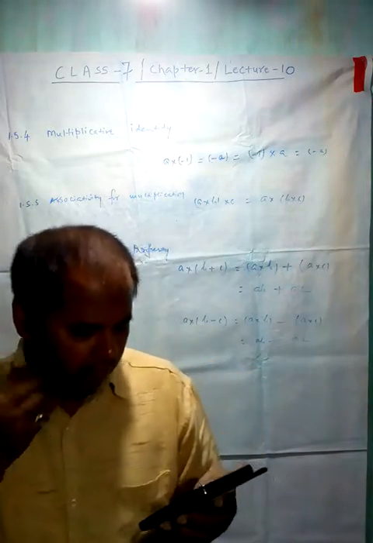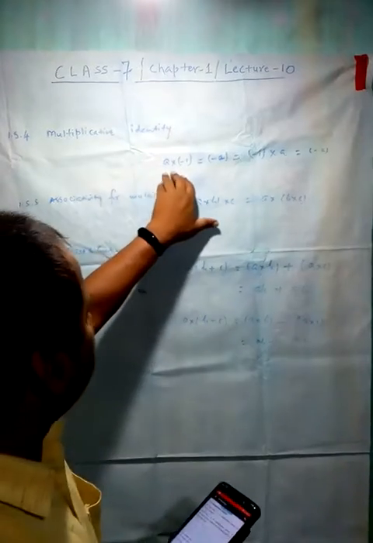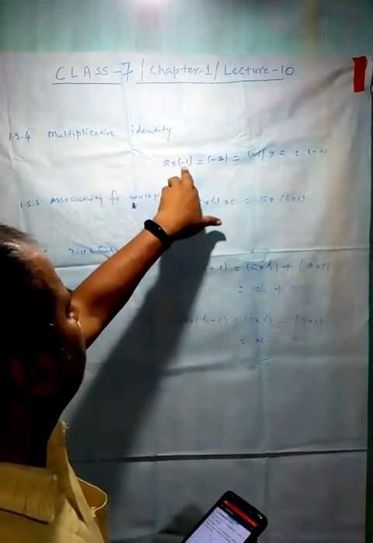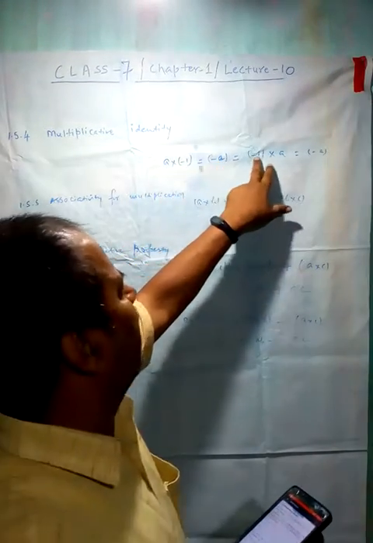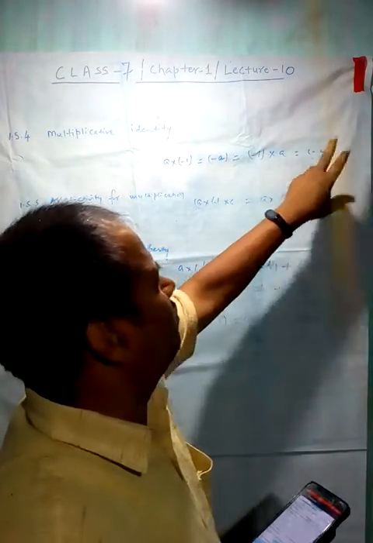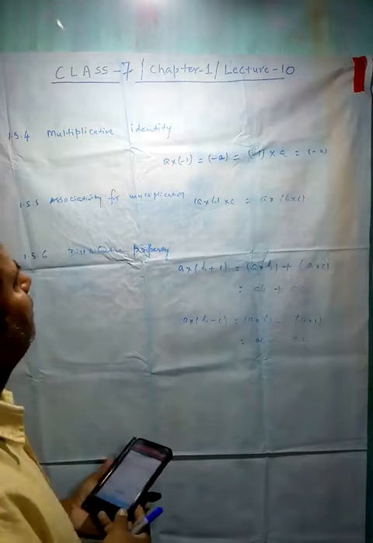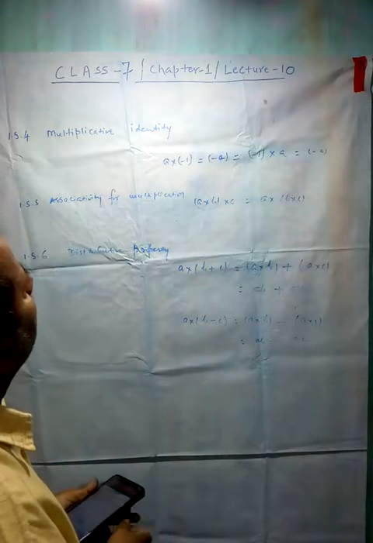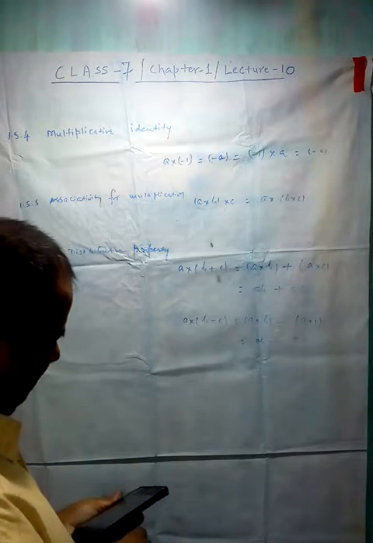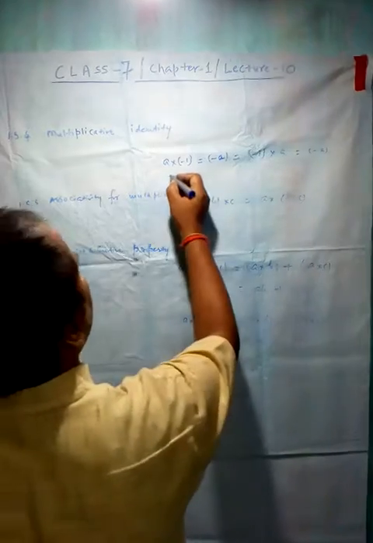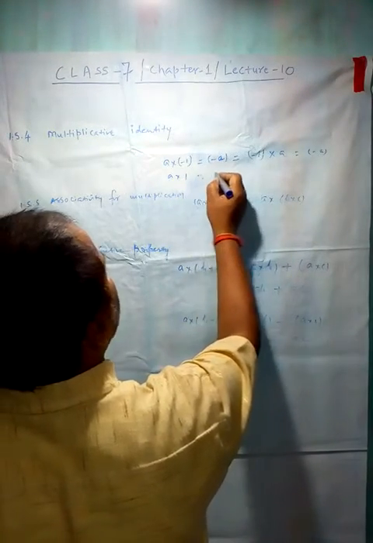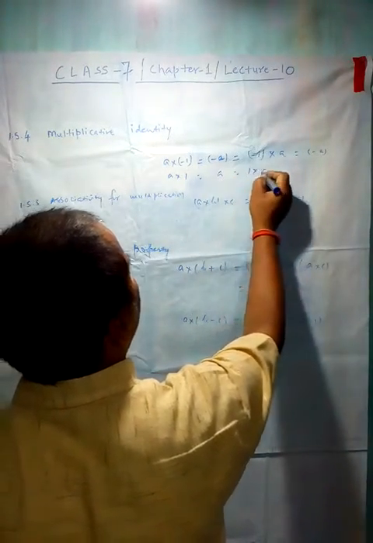In general, for any integer a, a into 1 is equal to a, which is equal to 1 into a.